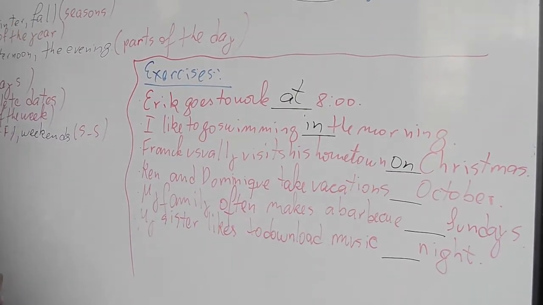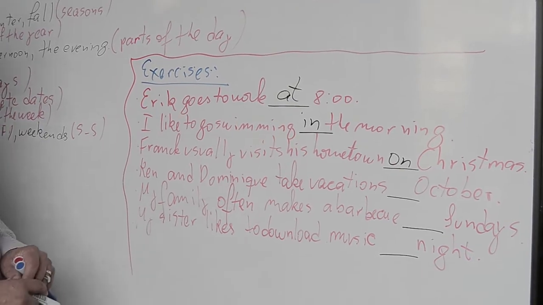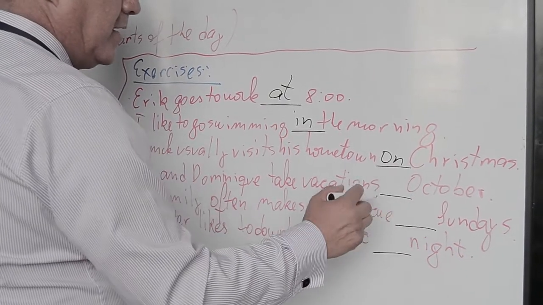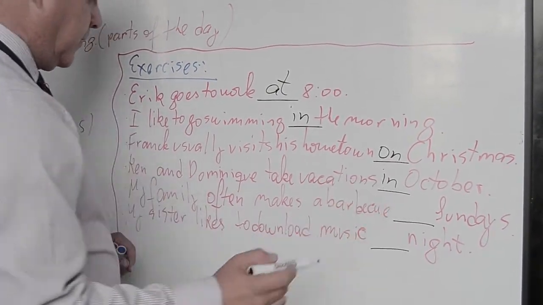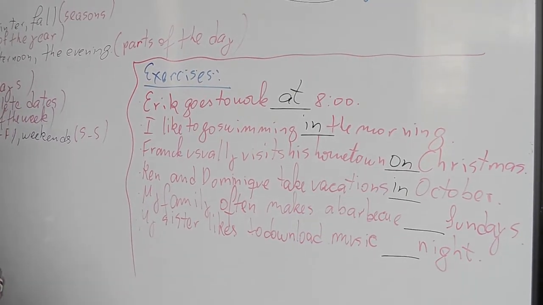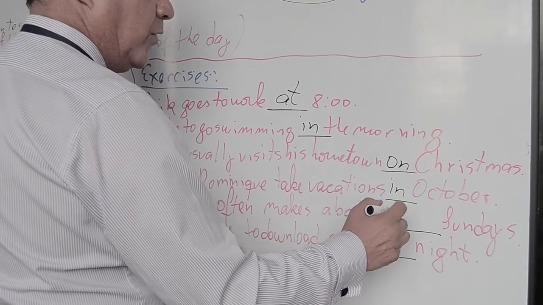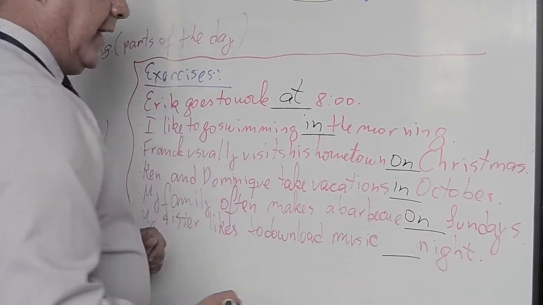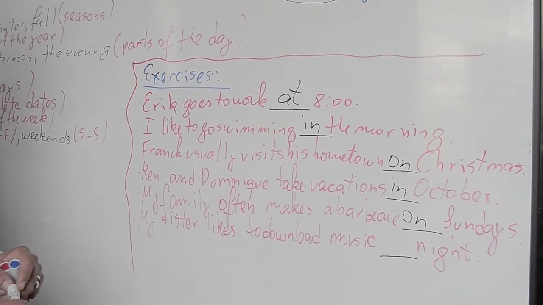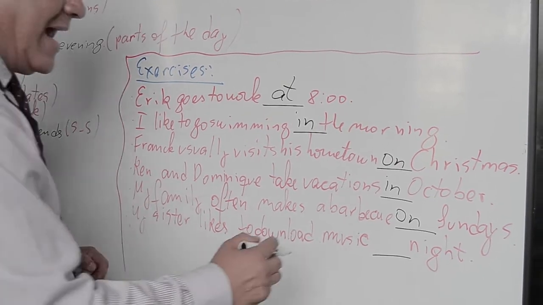Next one, Ken and Dominic take vacations in October. Month of the year we use in. Next, my family often makes a barbecue on Sundays. Days of the week I have to use on. And finally, my sister likes to download music at night.